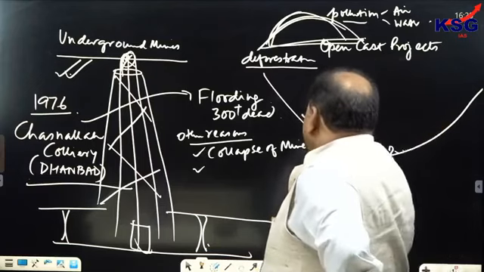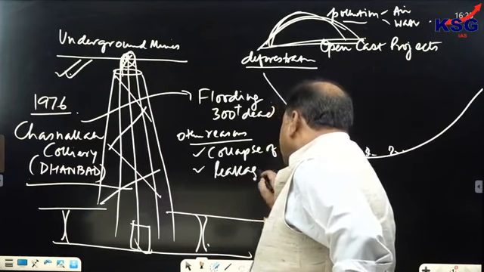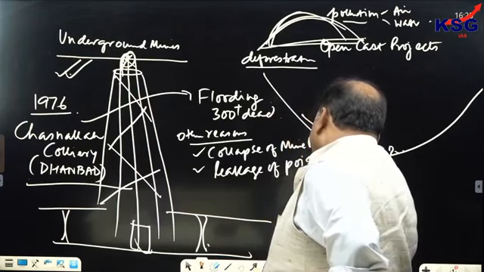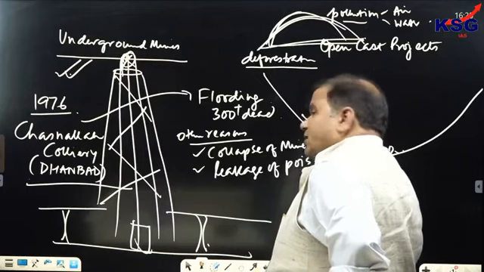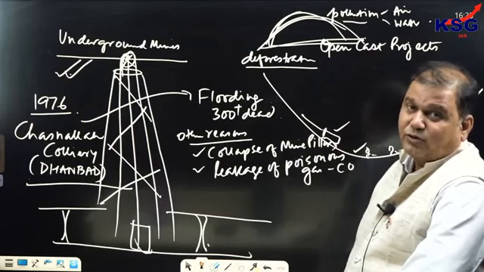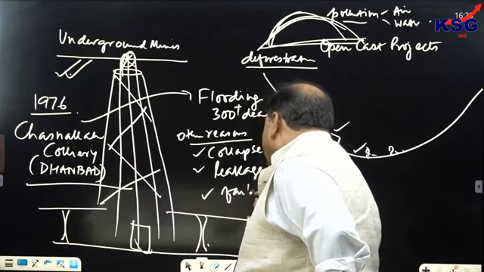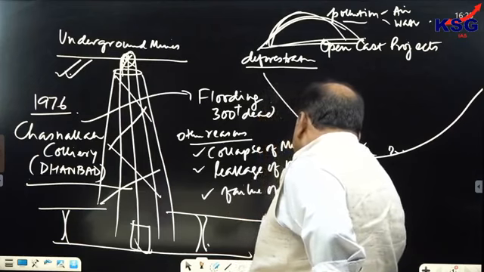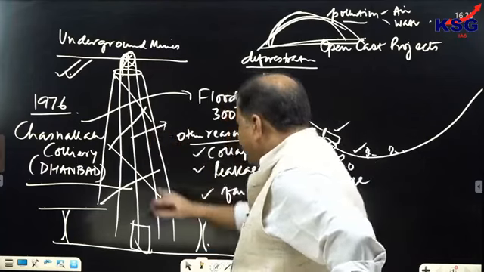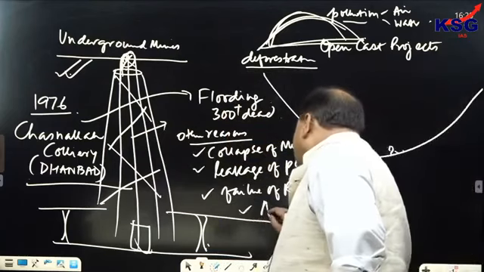So collapse of mine pillars would take place. Also, the leakage of poisonous gas, like carbon monoxide, can take place. Carbon monoxide leakage was responsible for the Turkey mine disaster of 2014, in which more than 200 people died. Then it can be due to failure of rope haulage. Rope haulage is the rope through which the lift system is brought. So failure of the rope haulage. It can also be due to air blast inside the mines.